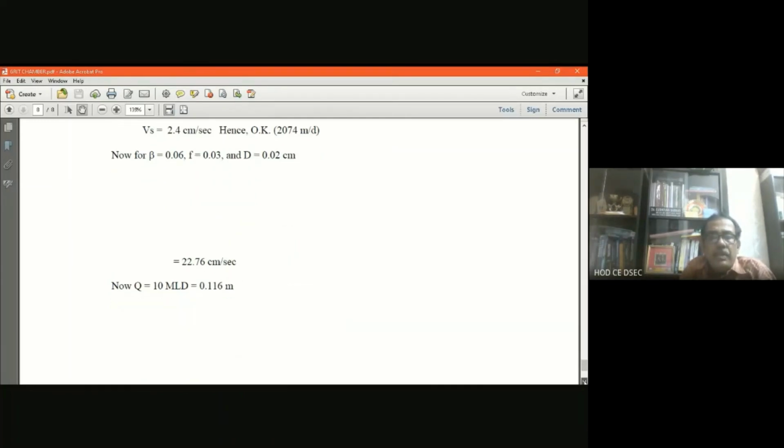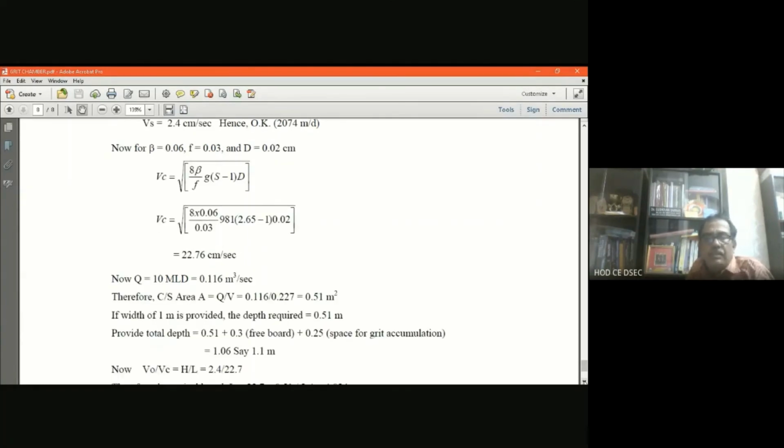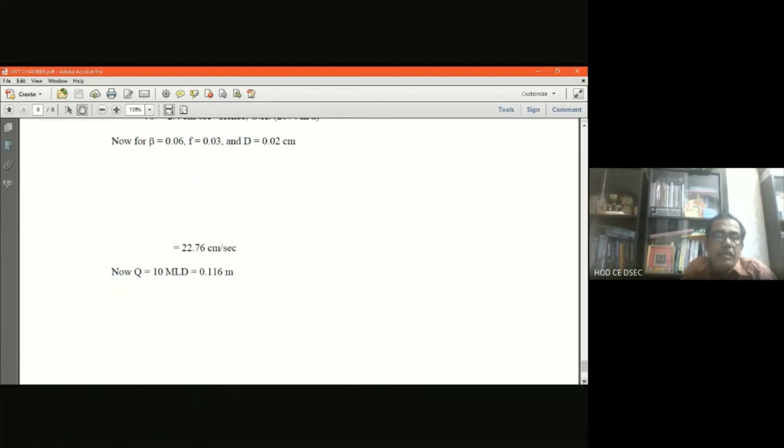Again, you have to consider the freeboard is 0.3 meter and the space for grit accumulation in the bottom, that is the sludge zone, is 0.25. So you can add up these things and can find out the depth of the grit chamber. That depth of the chamber is 1.1 meter.